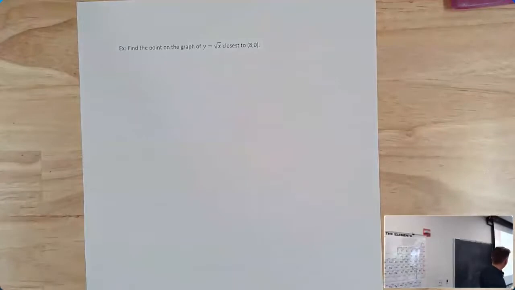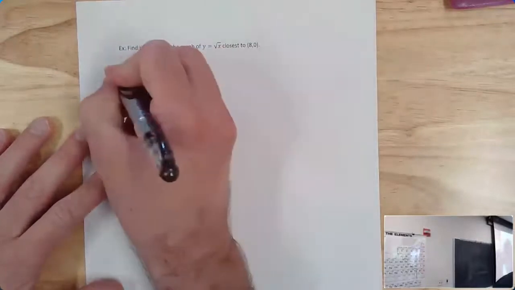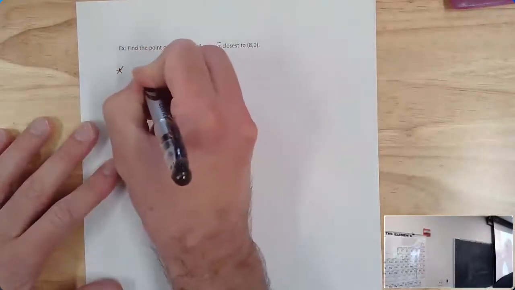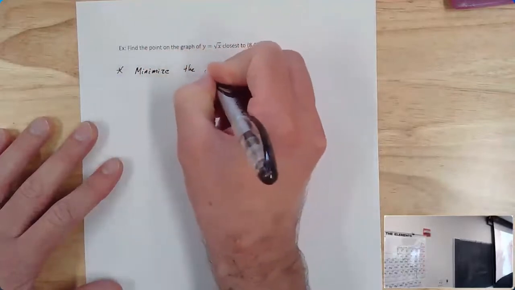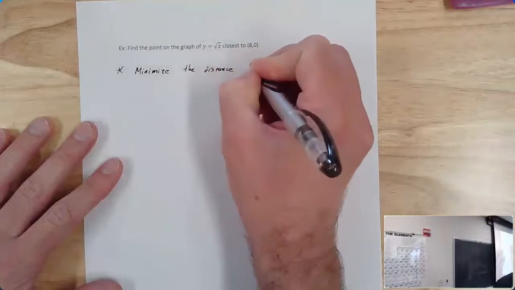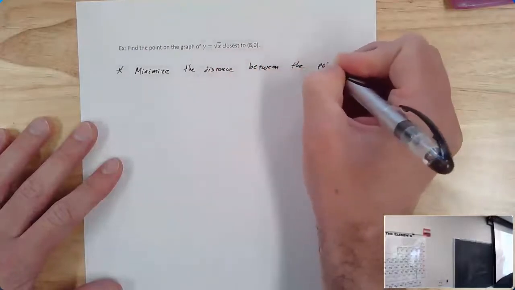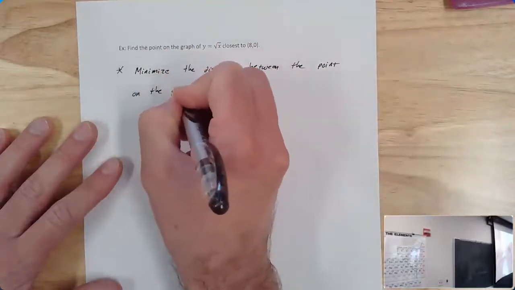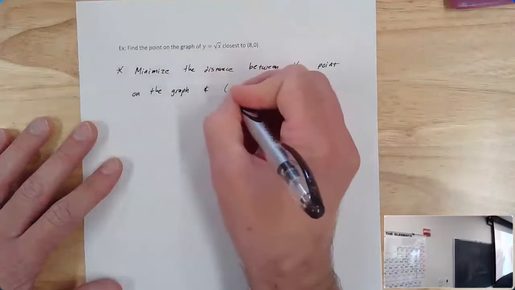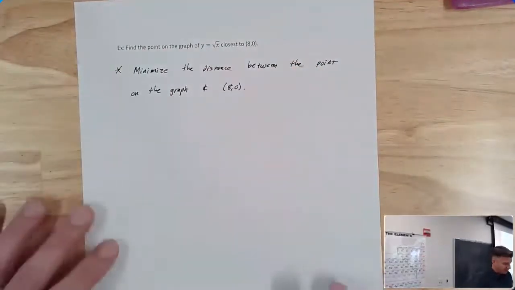So when we want to find the point on the graph closest to another point, what we're really trying to do is minimize the distance between the point on the graph, which we don't know, and the point (8, 0). And I definitely think it's worth drawing a picture here.